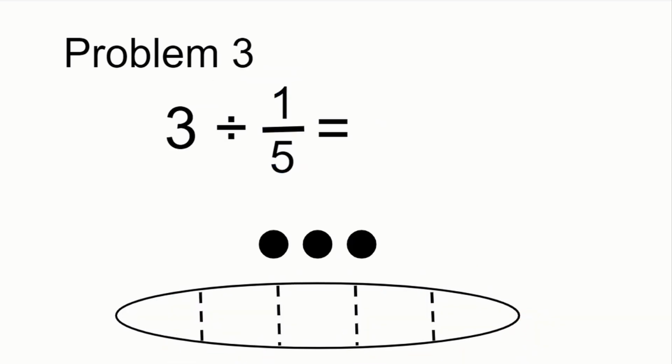Problem 3. 3 divided by 1/5. What does this problem represent? This 3 is telling us that we have 3 objects, and we're trying to sort into 1/5 of a group. So given one whole group, we're going to sort these objects into 1/5 of a group. So let's go ahead and sort these objects.